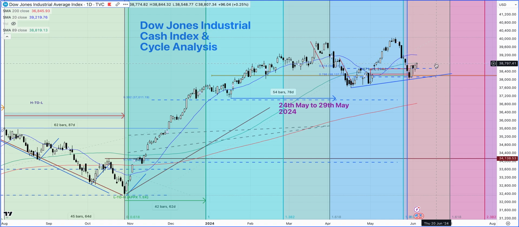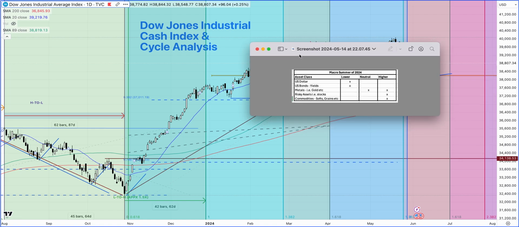All right, so before we move on and take a look at the US dollar, I just want to bring up this macro view that we were following for the summer of 2024. We are looking for the US dollar to be lower, and we are looking for US yields to be lower as well, and metals, which is mostly precious metals, to be neutral to higher. This sort of combination of lower dollar and lower yields for the US market should be good for risky assets, stocks. And overall, commodities, softs and grains, neutral to higher, just on the back of the weaker dollar.